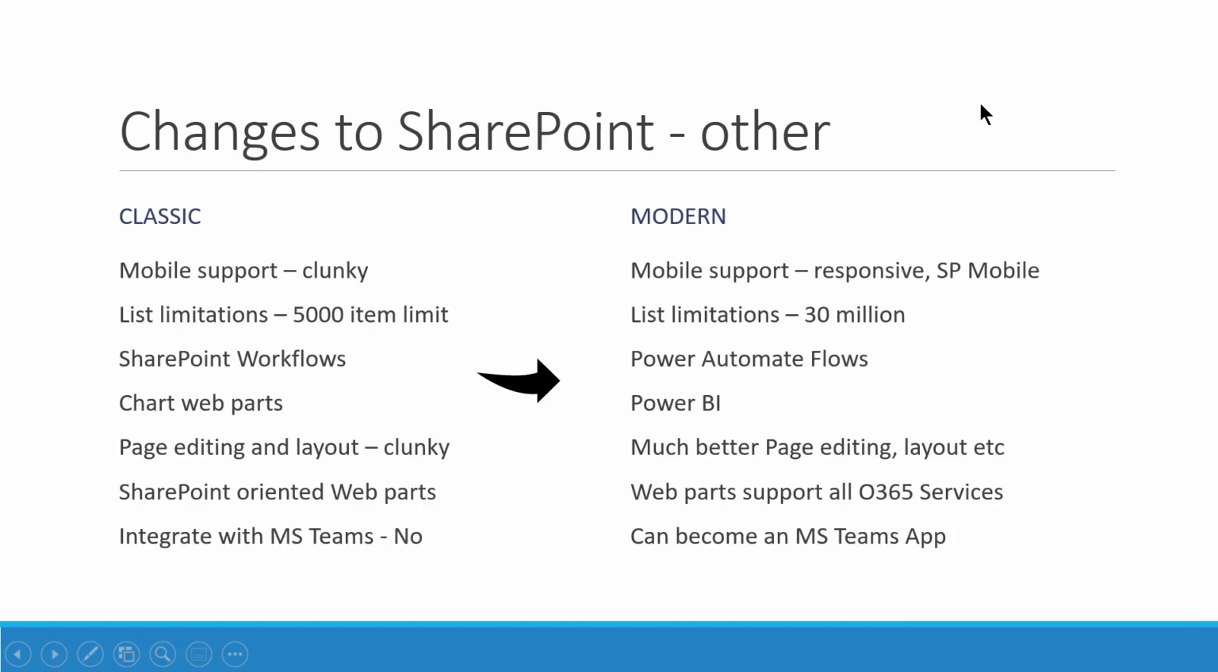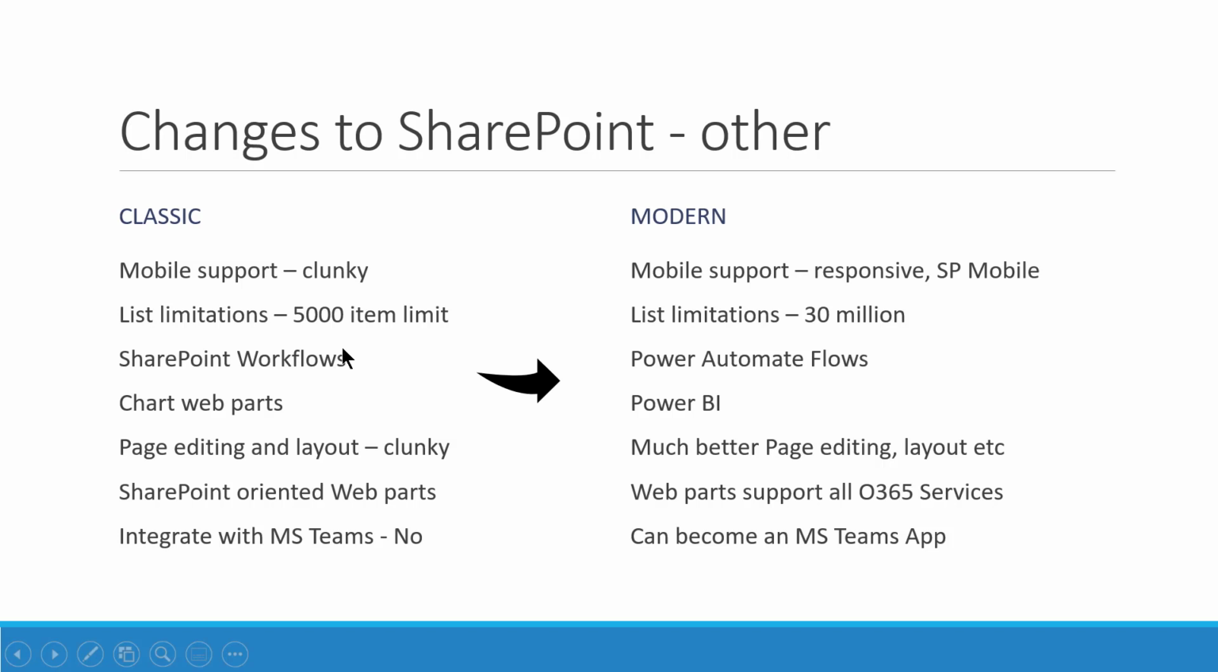So some other changes to SharePoint. We'll go down the list here. Mobile support. It was clunky. In modern, you have full responsive, you have SharePoint mobile, you have Teams mobile. It is much better. List limitations go away. That beautiful thing. So no more 5,000 item limit. The list limitations, maybe 30 million. We've got people with 100,000 items, no problem for like cases or assets or something like that.